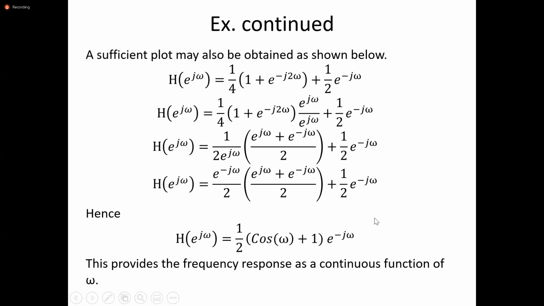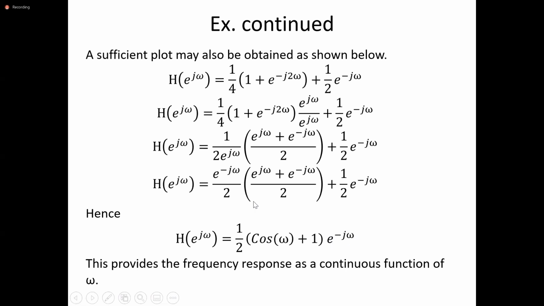And what we should recognize now is that this is purely a real term. Half of cos omega plus 1 is a real term. It is a magnitude. So this here is the magnitude term of our system. And this, sir, yes? Shouldn't that cos be cosh? Cosh omega instead of cos omega?